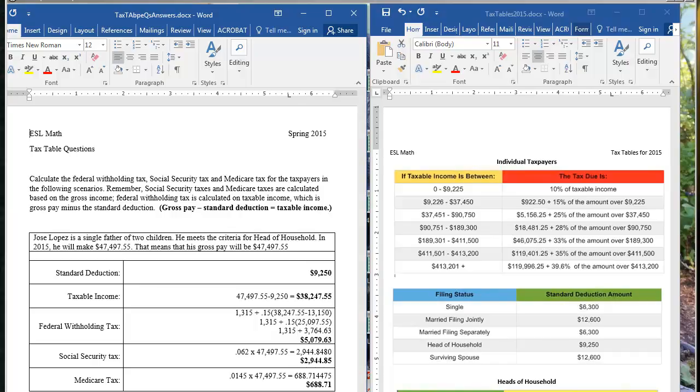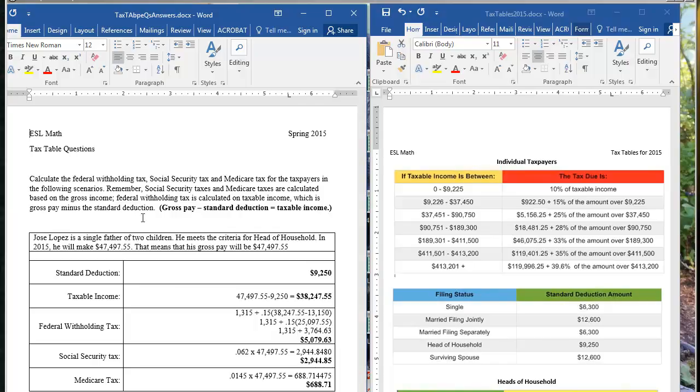In any case, what I've done here is put the tax table questions next to the tax table handout so that we could look at them both at the same time. At the very beginning of this page, I put in a reminder that when we're figuring out the taxable income, we need to subtract the standard deduction: gross pay minus the standard deduction will tell us our taxable income.